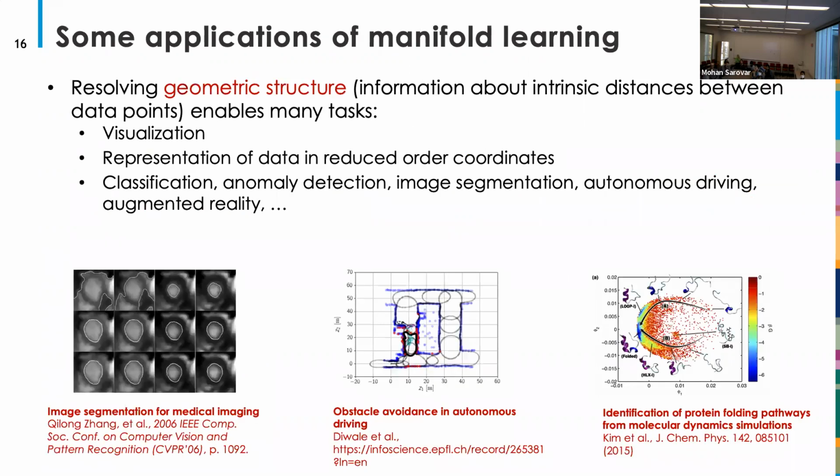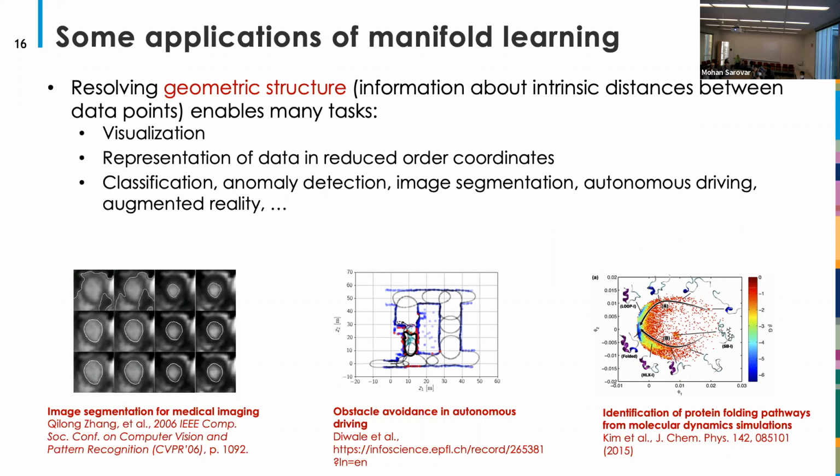So resolving this geometric structure is actually useful for many tasks. It's being used for visualization, obviously, but also representing the data in more condensed coordinates or condensed dimensions, and also practically used for things like classification, anomaly detection, image segmentation, driving.